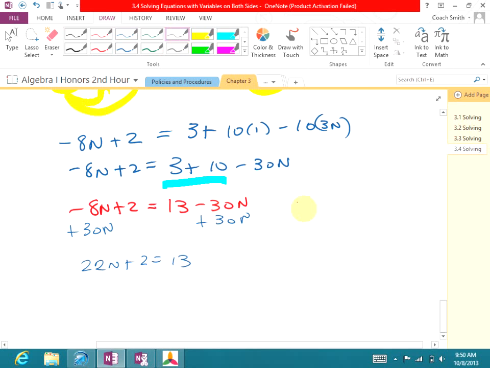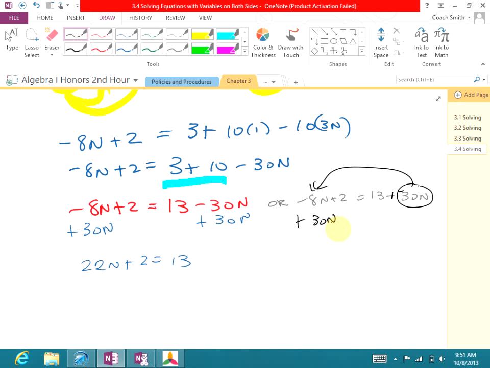Let me rewrite it over here. Negative 8n plus 2. Let me put an or there. Equal 13 minus 30n. I can do this. Just change that to plus a negative. Take it over here. And it becomes a positive 30n. And I just add it. So either way, it's the same thing.